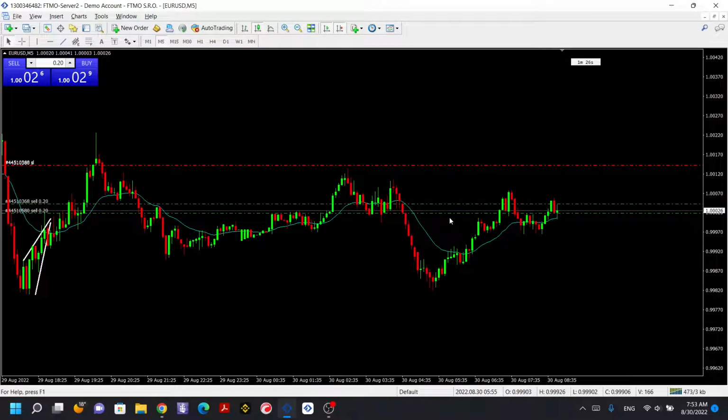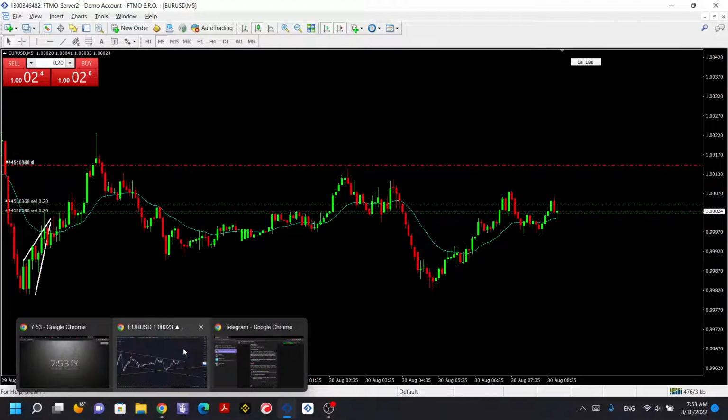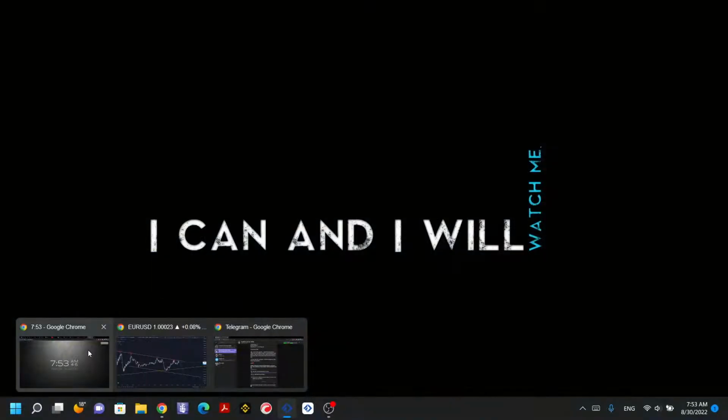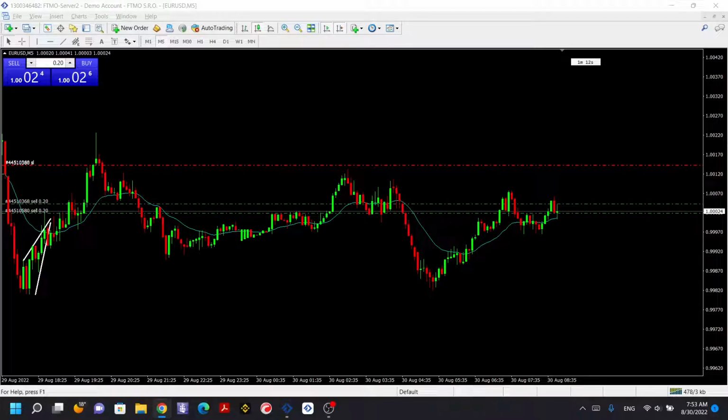The reason why I added to my position and trailed my stop closer is that I know the average daily range for Euro USD is around 100 pips. Actually, I need to Google this. Average Euro USD daily range. 100 pips.